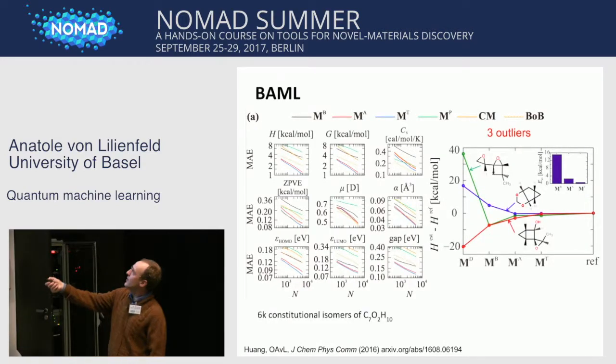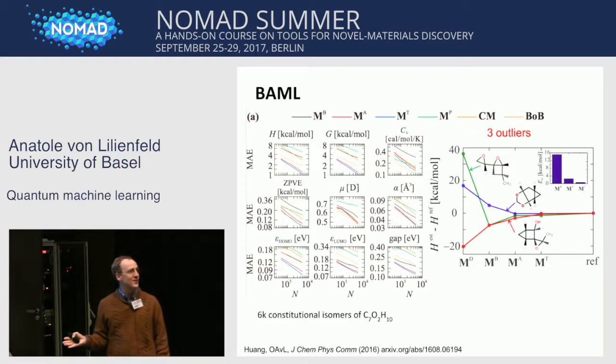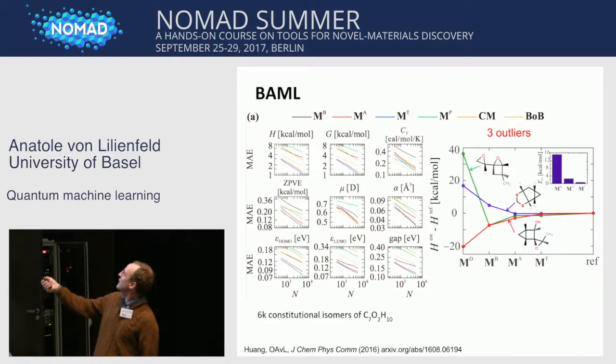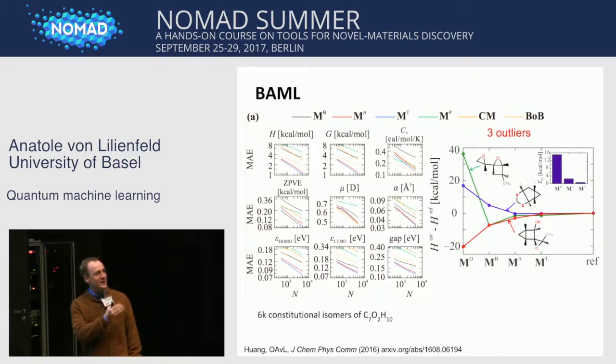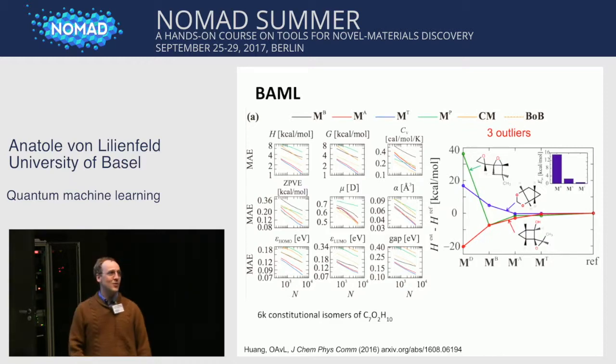Now, you can do this for other properties, and you always see the same trend. It always systematically improves. You can look at outliers. These are the worst, right? And as you add bonds, angles, and torsions, their error comes down systematically. You can look at the average contributions from each of these many-body terms in your representation, and you see it also decays as you would hope for.